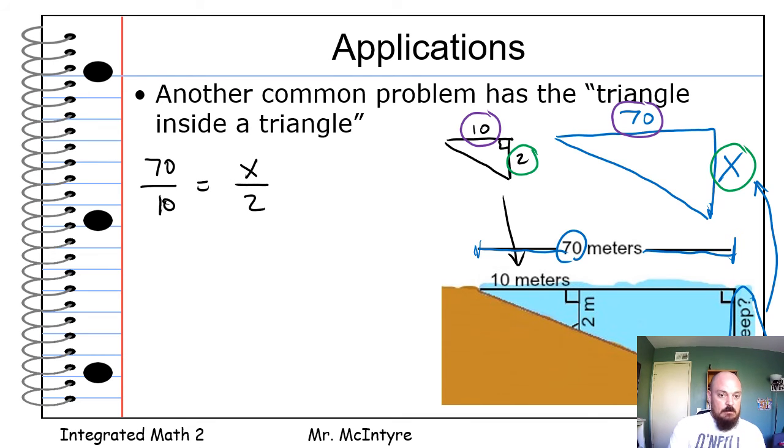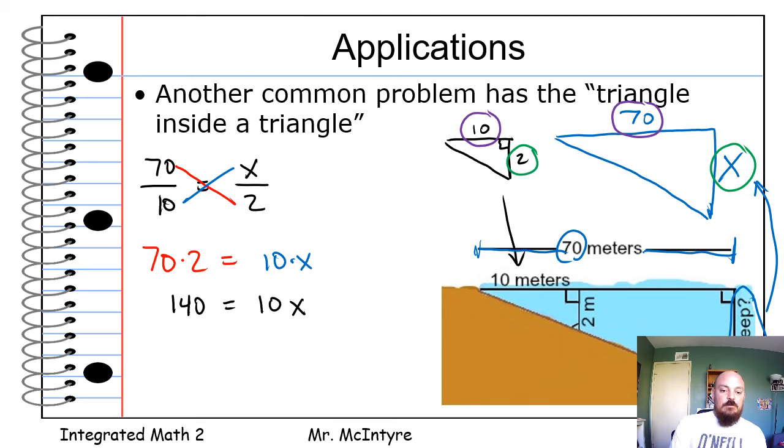Now for the third time today, and for the 20th time over the last few days, we're going to cross multiply again. So I do 70 times 2, I do 10 times x, and I solve. 70 times 2 is 140. 10 times x is 10x. Divide both sides by 10, cancel that out, and we get 14. And that's the answer to the question.